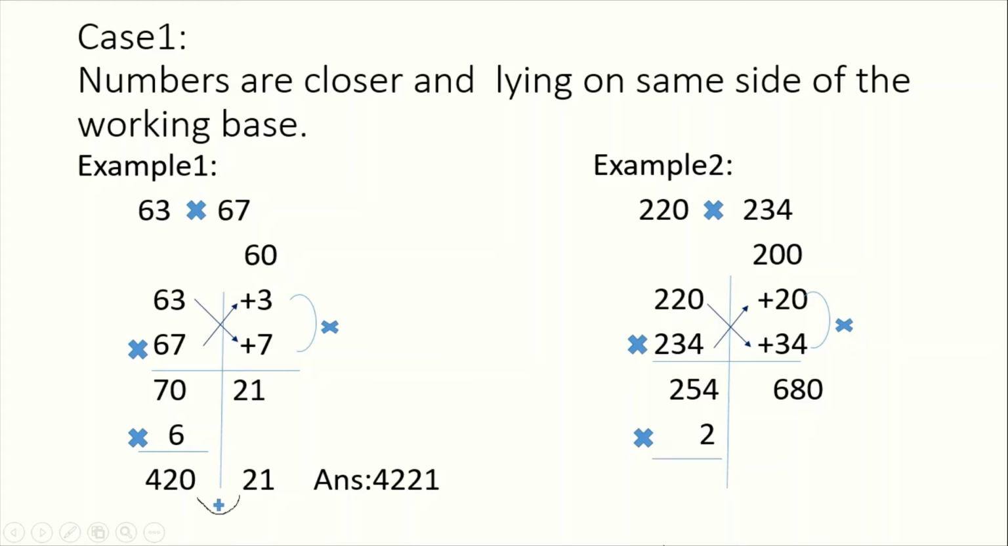How much you are getting? 508. As I told you, there should be only two numbers in here. This 6 should be added to this number 508. That you are getting 514 and 80 will remain as it is. That is the answer. That is 51,480.